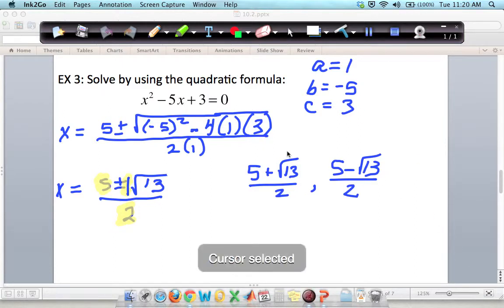And these are the exact solutions, so I'm not putting this into my calculator and getting a decimal answer. For a word problem, I would do that, but not when I want an exact solution.